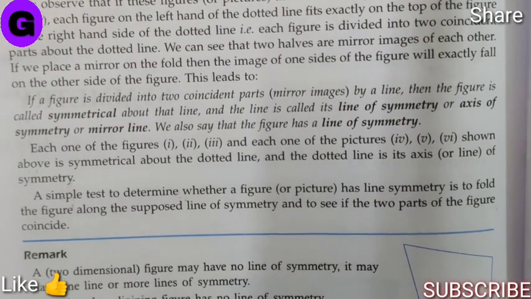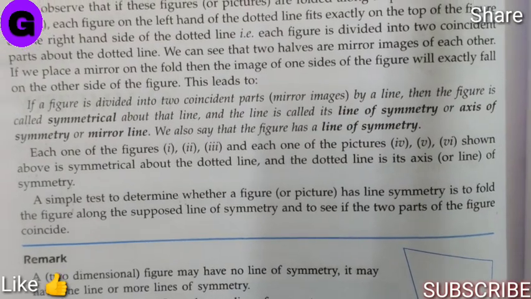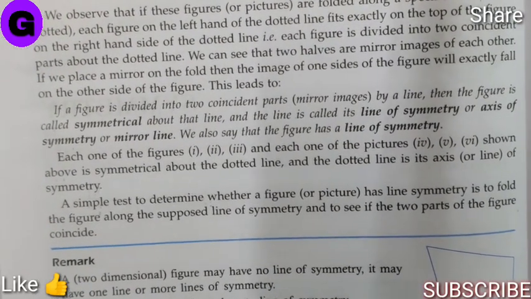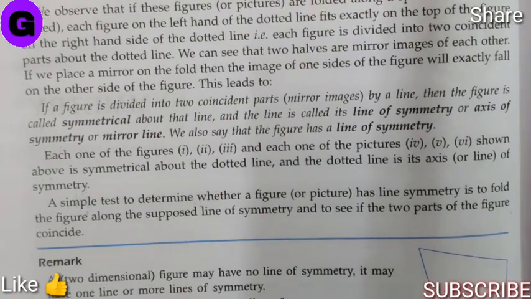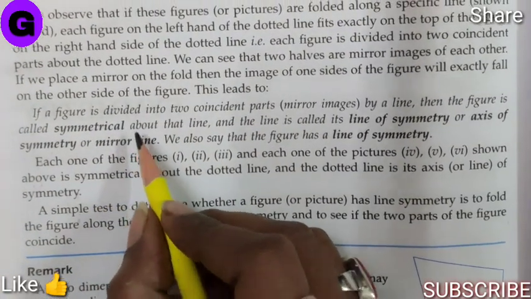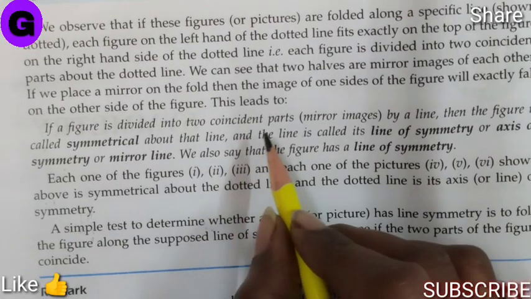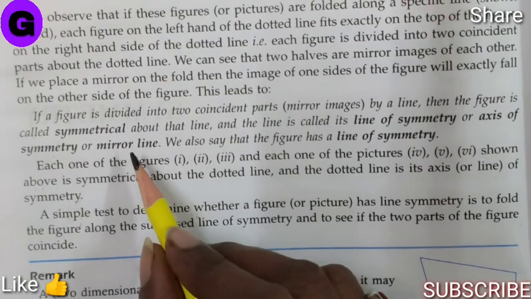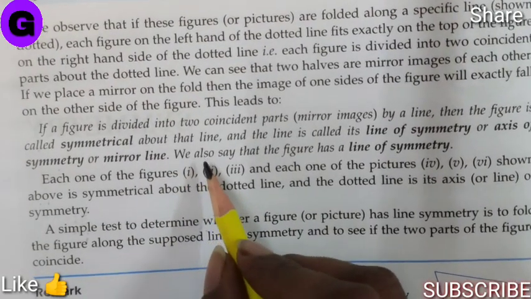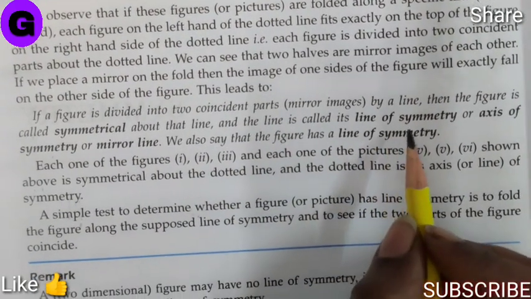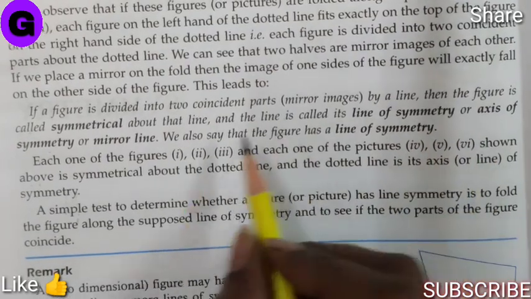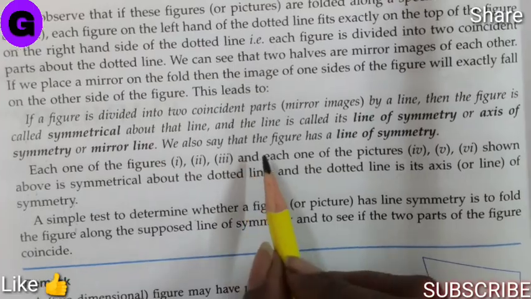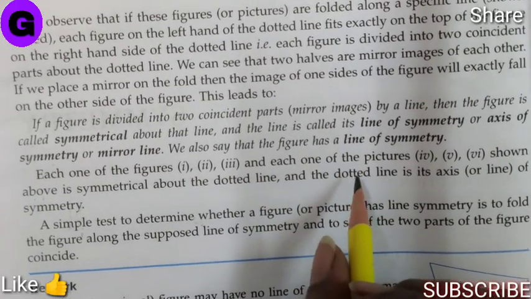Hello friends, today's topic is symmetry. So we are going to begin with this. Before starting, let me explain what symmetry is all about. If a figure is divided into two coincident parts, that is, mirror images by a line, then the figure is called symmetrical about that line, and the line is called its line of symmetry, or axis of symmetry, or mirror line. We may also say that the figure has a line of symmetry.